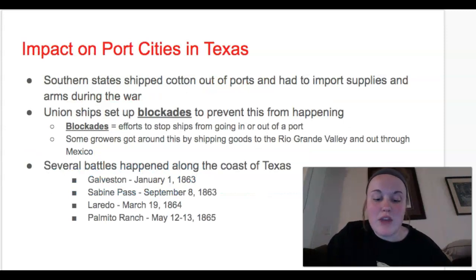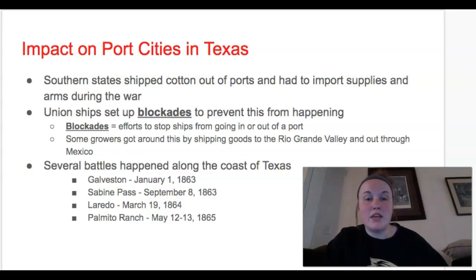The war had a direct impact on Texas's port cities. During the war, southern states wanted to ship cotton out of Texas ports. They also wanted to import supplies and arms into the ports. But Union ships set up blockades along the Texas coast as they had at other southern ports. A blockade is an effort to stop ships from going in or out of a port. Many Texas cotton growers got around this by shipping cotton to the Rio Grande Valley and then out through Mexico.